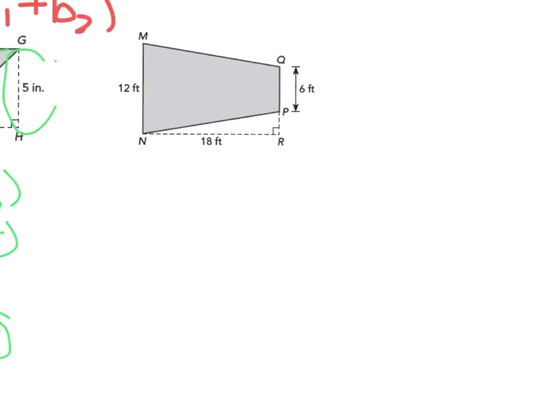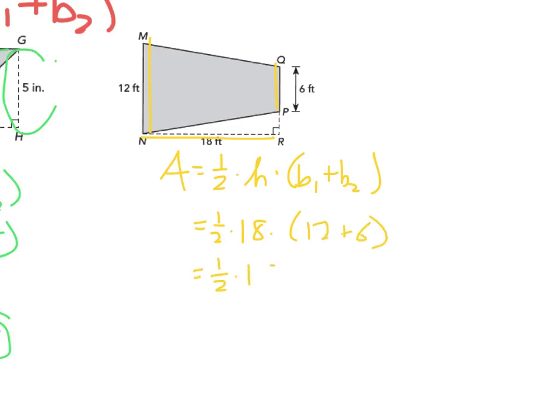Our last one, we're looking at area is equal to 1/2 of the height between the bases times the sum of those two bases. So I see that the height is the distance between the two bases. It looks like it's 18, so it's going to be half of 18 times the sum of the bases, which is 12 plus 6. So that's going to be 1/2 of 18 times 18. That becomes 9 times 18, and the area of this one ends up being 162 square feet.